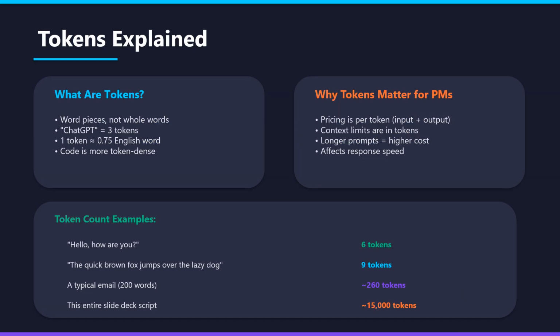Now let's get into the key concepts every PM needs to understand. First up is tokens. Tokens are the fundamental unit of LLMs. They are pieces of words, not exactly the words, not exactly the characters, something in between words and characters, right? So the word hello is one token. The word ChatGPT gets split into three tokens. Okay. On average, in English, one token is about three quarters of a word. Okay. So 100 tokens is roughly around 75 words.